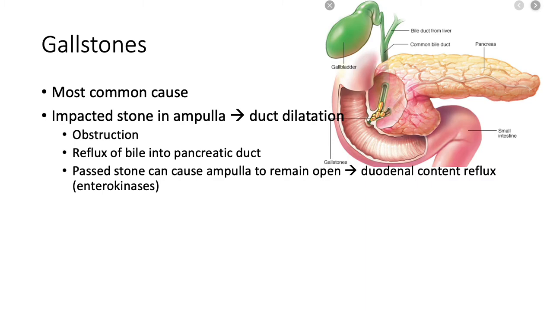So if we have these stones coming from the gallbladder into the common bile duct, then obstructing the ampulla, okay? So we will have a buildup of the pancreatic enzymes in the pancreas, and this will lead to the activation of these enzymes. Okay? And also, it can lead to bile acid reflux into the pancreatic duct. And this is where the enterokinases are coming in.